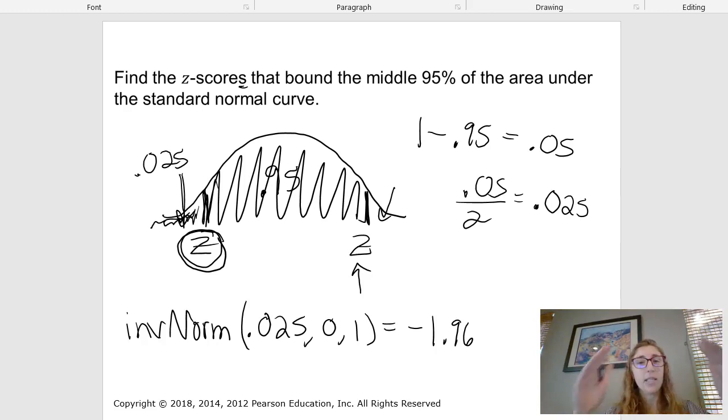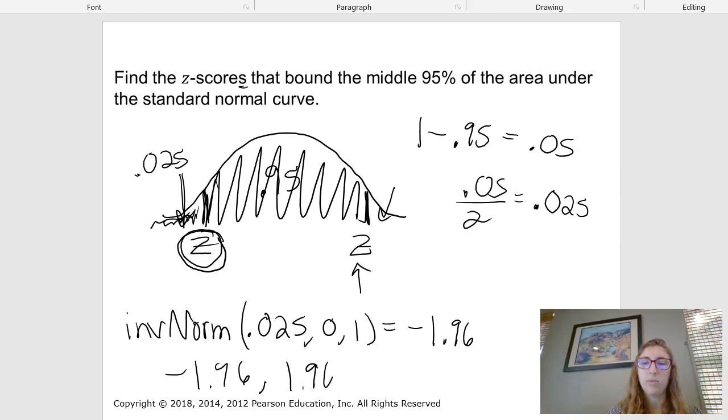Exactly, completely symmetric here. Our normal distribution is completely symmetric. So the only difference between these two z-scores is one is positive and one is negative. So our final answer would be negative 1.96 and positive 1.96. These are the two z-scores that bound that middle 95%.